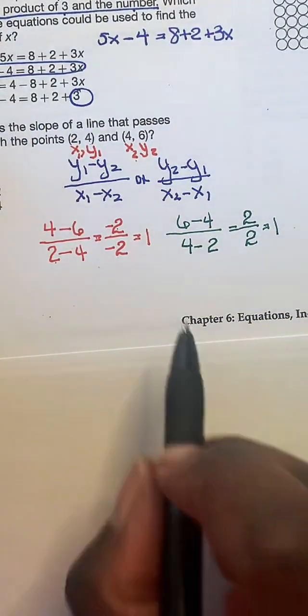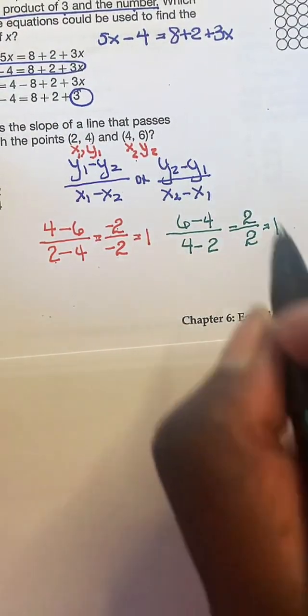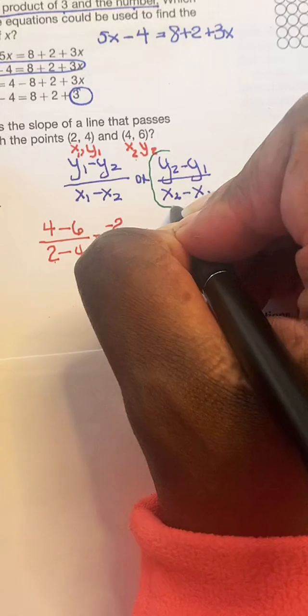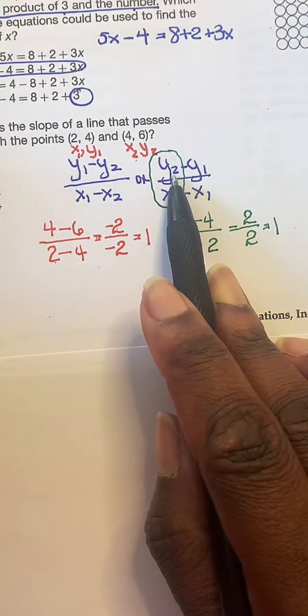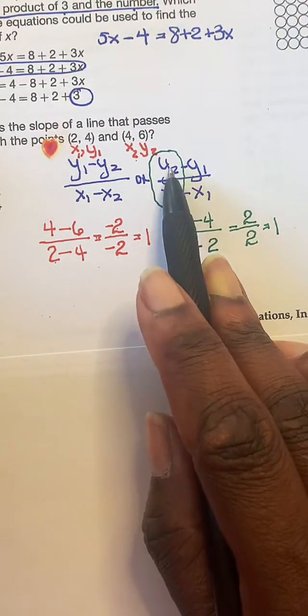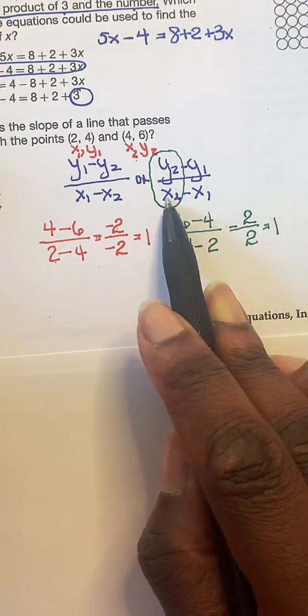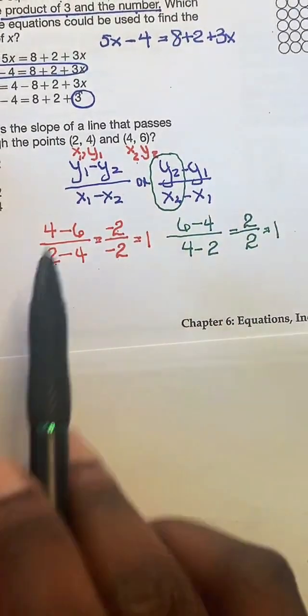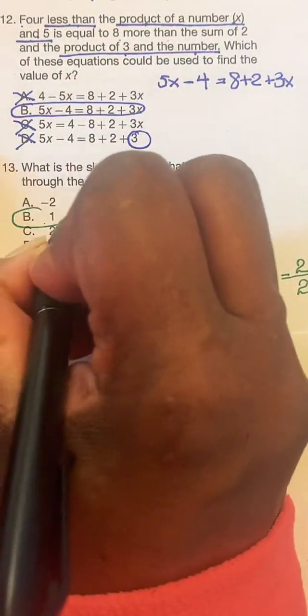If you notice, they both give me the same exact answer as long as I keep the pattern. If I start with y sub 2, that means I'm doing x sub 2. Don't switch them around, okay? So it doesn't matter. Change in y over change in x. That will be a 4-point question on the GED, and our answer is B.